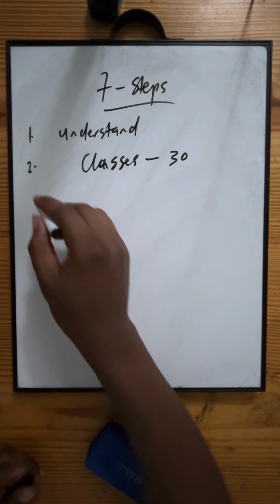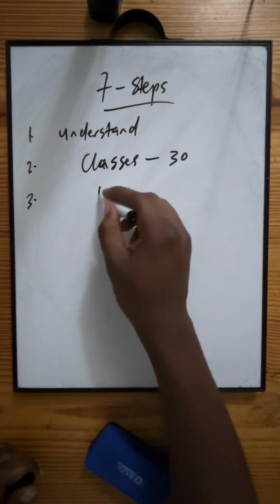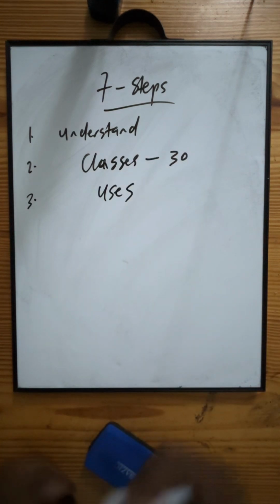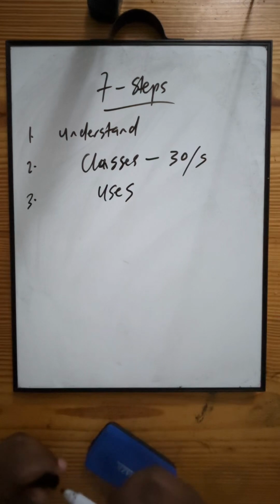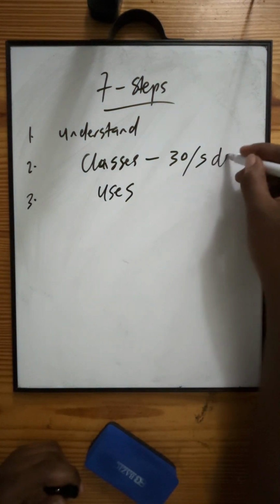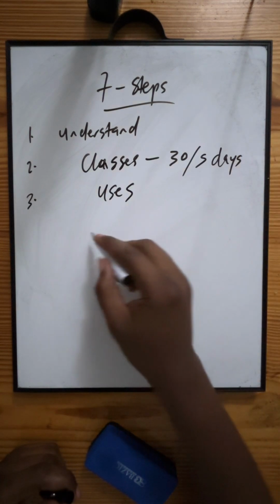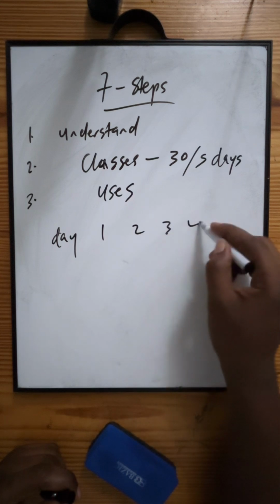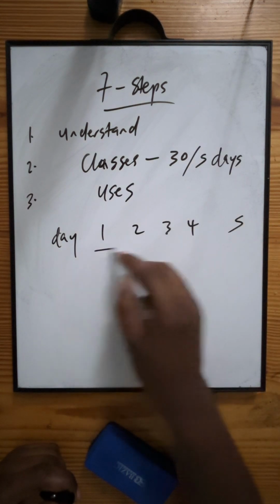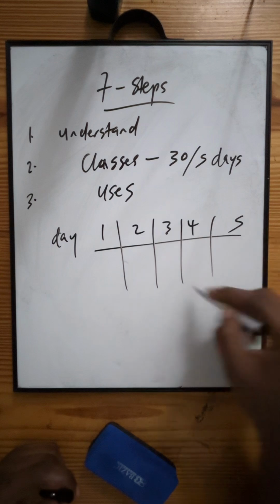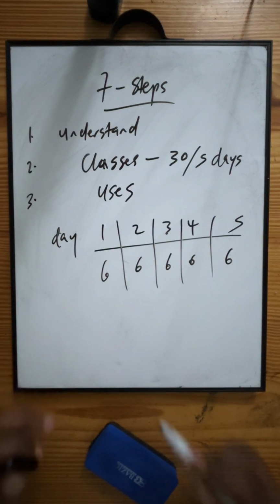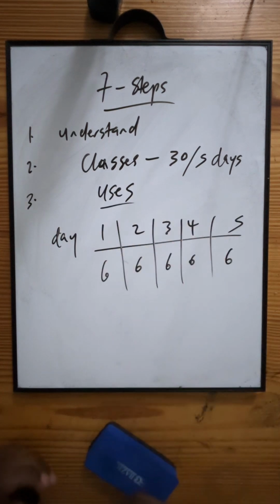Now, the next part you want to know is the uses, right? Now you have your class, you want to know the uses. I tell you to divide this 30 into 5 days, right? 1, 2, 3, 4, 5. Now you can easily learn six, six, six, six, six, right? So you have 6 classes of medication. You are learning the uses, right?